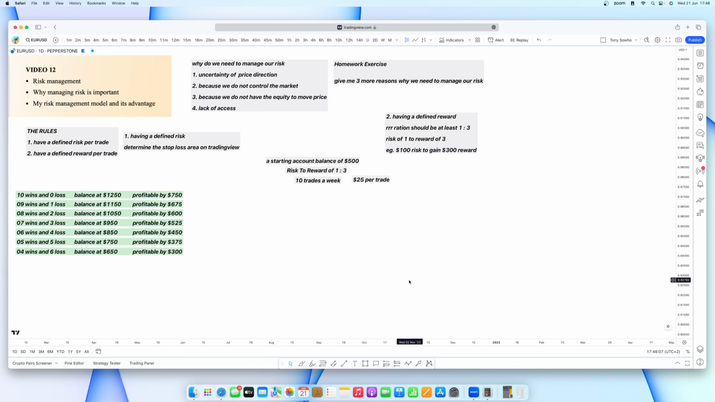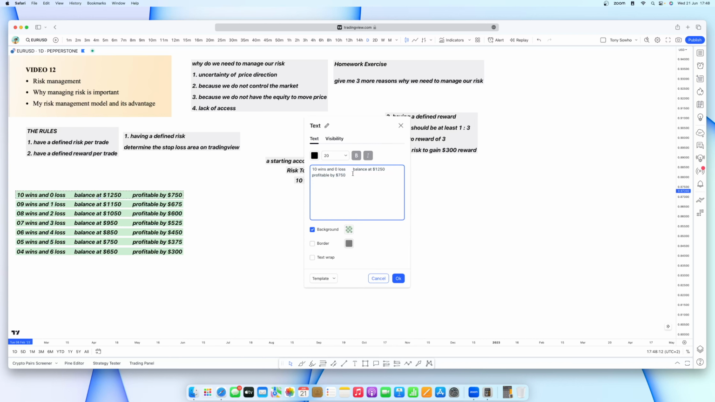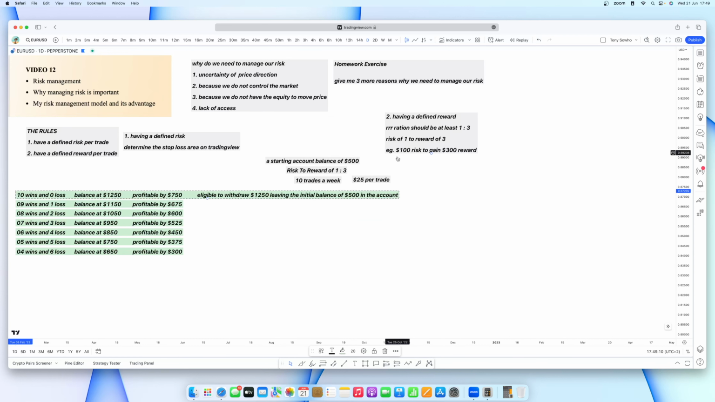See? So we can even do something like this and say, maybe I come forward and put, you started the account with $500, right? And this 10 wins gives you 1,250. You've made extra $750. Eligible. You're eligible to withdraw. Eligible to withdraw 1,250 without... You're eligible to withdraw 250, leaving the initial balance in the account. Initial balance of $500 in the account. You see it now? Cool.